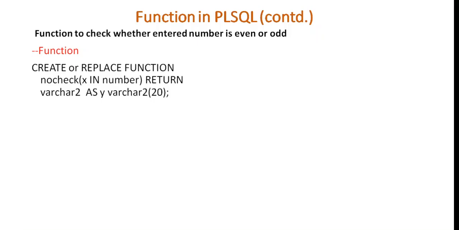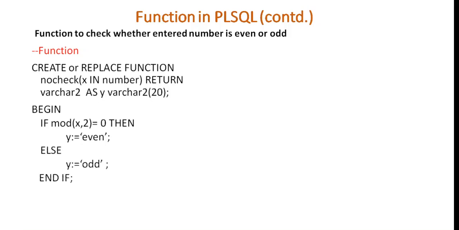In procedure, we have written the same syntax as create or replace procedure even_odd (x in number, y out varchar2). Here it is rewritten as create or replace function number_check (x in number), an input parameter, and it is returning a character type of message as y. This is the difference. The remaining body is the same: begin, if mod(x, 2) equals 0, then y is equal to even, otherwise y is equal to odd, and we are returning the value of y.